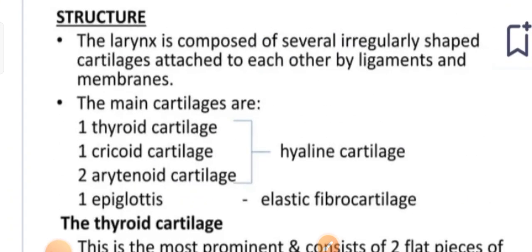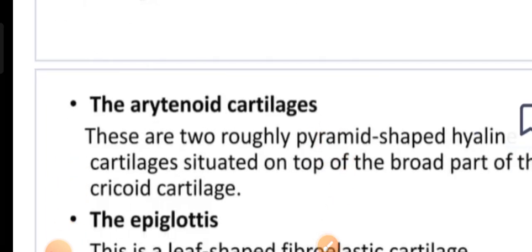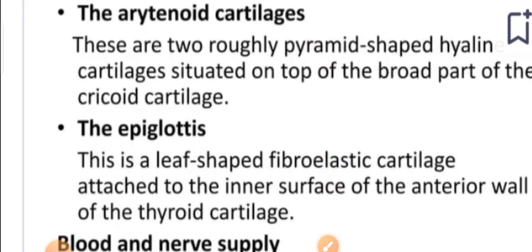Okay, structure. The larynx is mainly composed of several irregular shaped cartilages attached to each other by ligaments and membranes. The larynx is the voice box. The main cartilages are the thyroid cartilage, cricoid cartilage, arytenoid cartilage, and epiglottis.